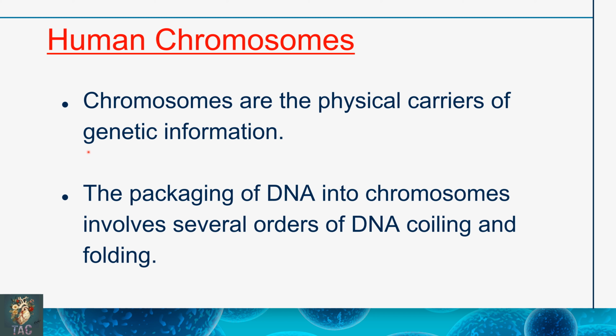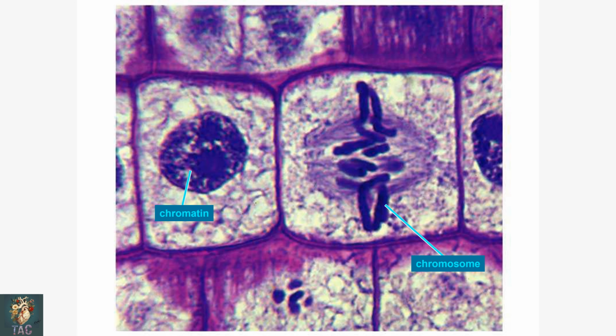Human chromosomes are physical carriers of the genetic information, and the packing of DNA into a chromosome involves several orders of DNA coiling and folding. This is the structure you can see in this diagram. This is the non-dividing cell and this is the dividing cell, in which you can see the chromosomes present at the metaphase plate, and here you can see the condensed form of the chromatin.